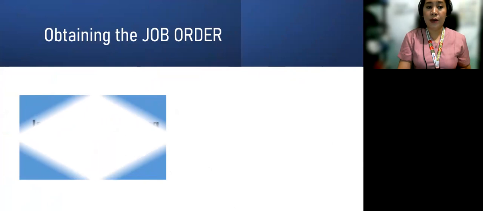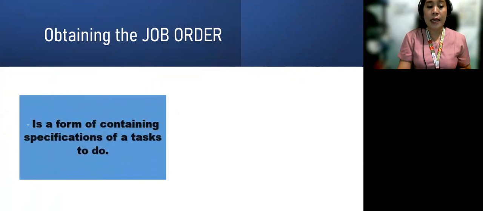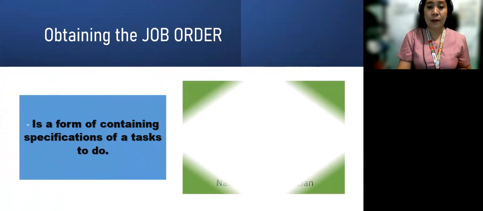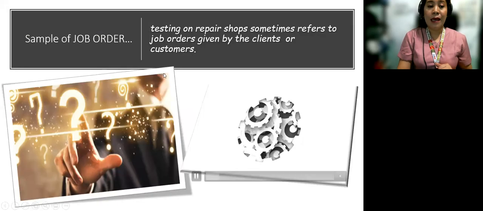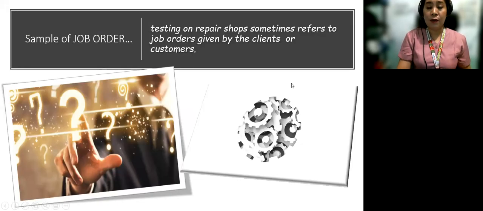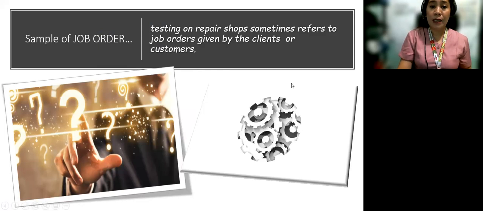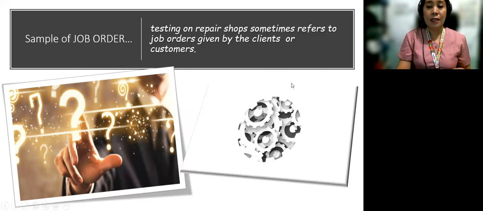In obtaining the job order, you also have to know its main definition: a form containing specifications of a task to do. It comprises instructions, date, time to execute the order, address or location of the work site, the name of the client and his contacts, and of course, the name of the technician. In a sample of a job order, there are also things we need to remember. This is a testing on repair shops, sometimes referring to job orders given by the clients or the customers.